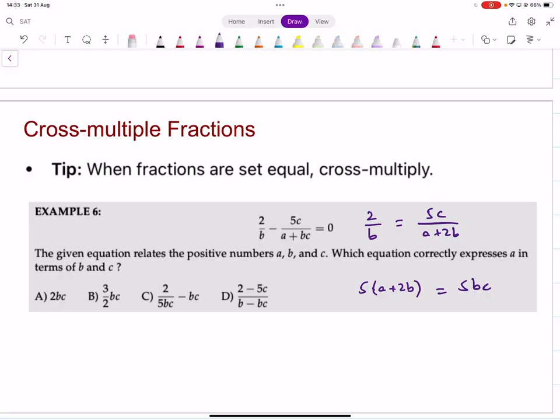Now you need to make a the subject. Simplify this. That gives you 5a plus 10b equals 5bc. And a equals 5. In fact, we can make it simpler. How can you make this equation simpler? Okay, it was not 2b, it was bc. I wrote that one there. I'm sorry. This was bc. That makes it 5bc. Okay, can we simplify this equation somehow?